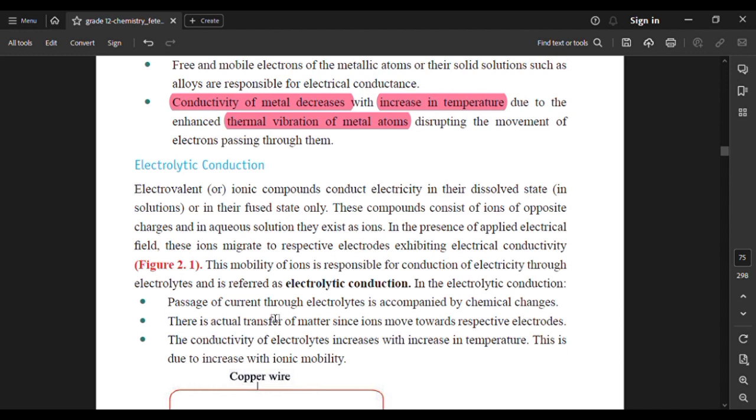Fakkeenyaaf copper sulfate yoo fudhanne ilaalle, biluurraati gara kelerale sitti jijjirama jechuudha. So the other one is that there is actual transfer of matter since ions move towards the respective electrodes.